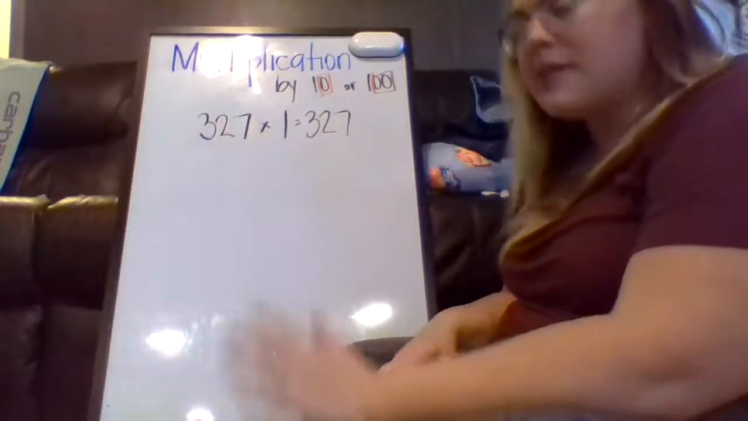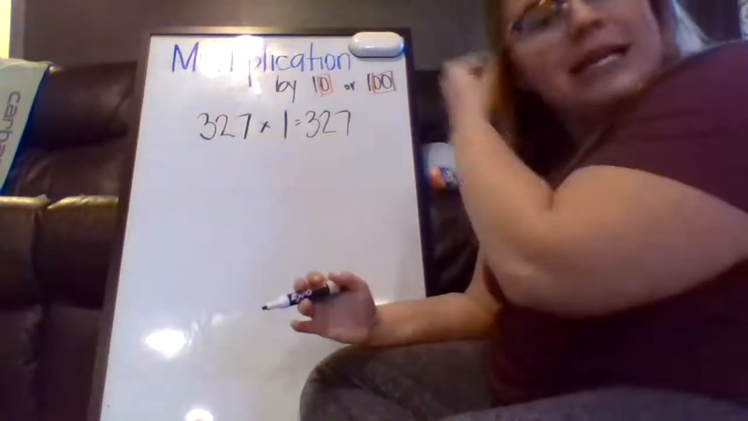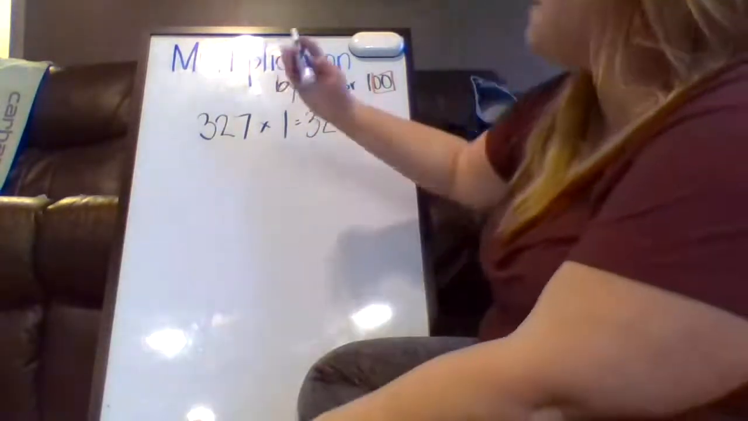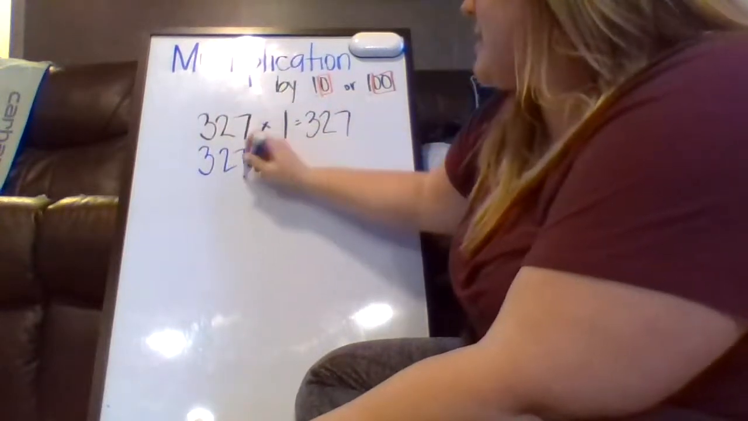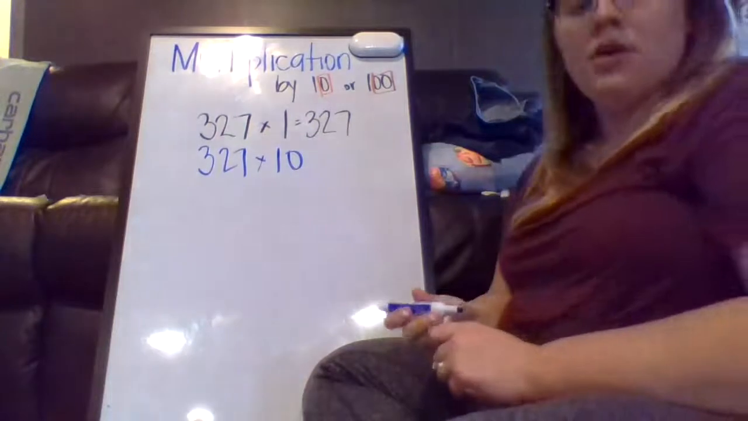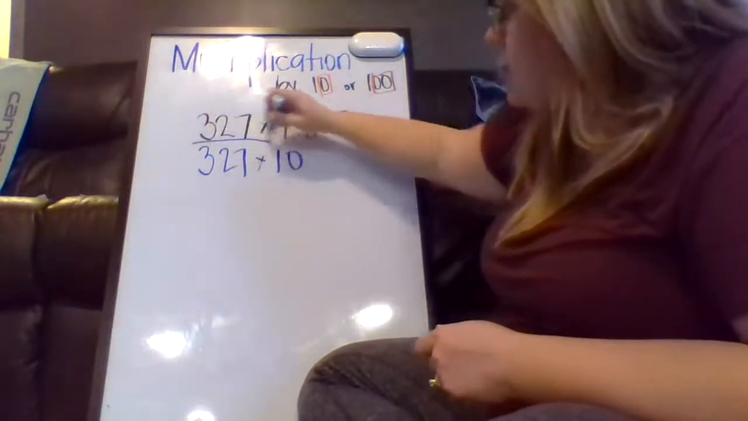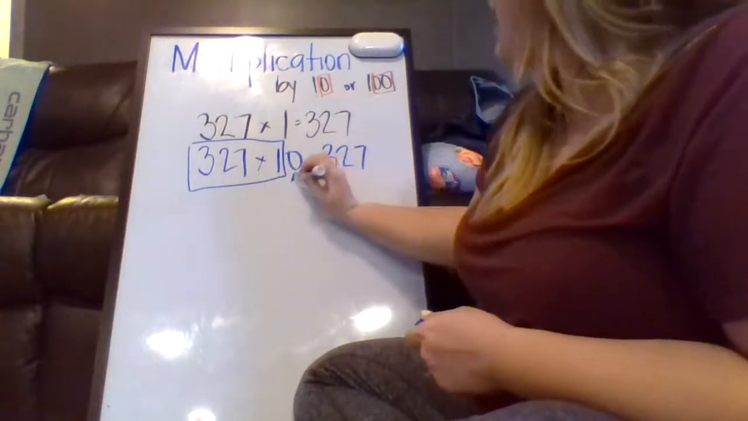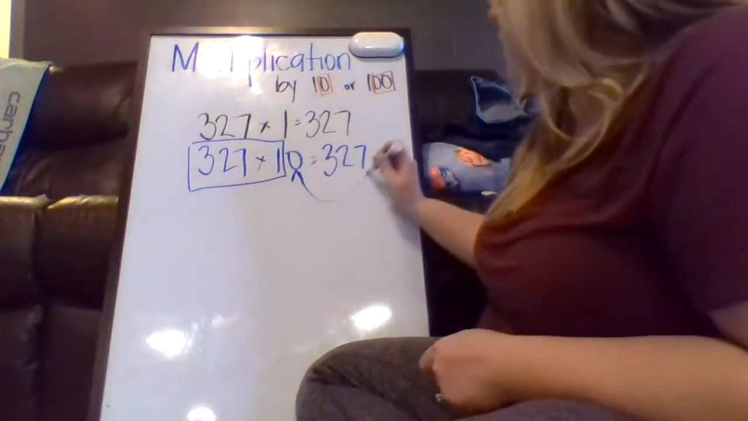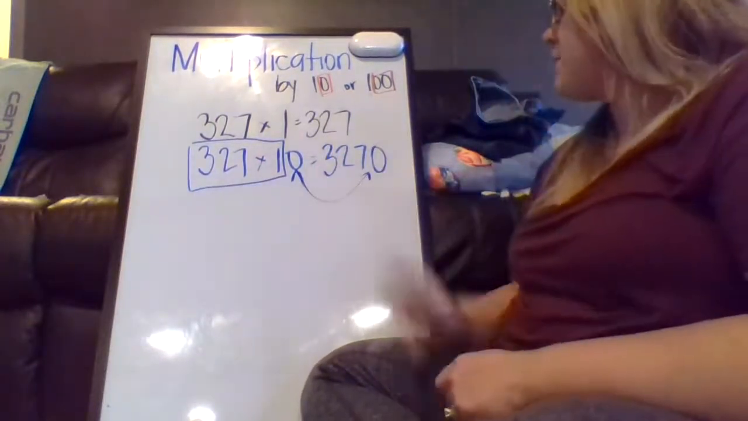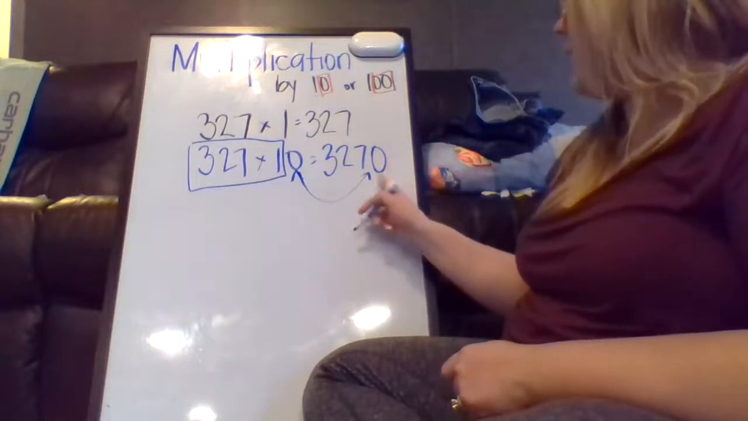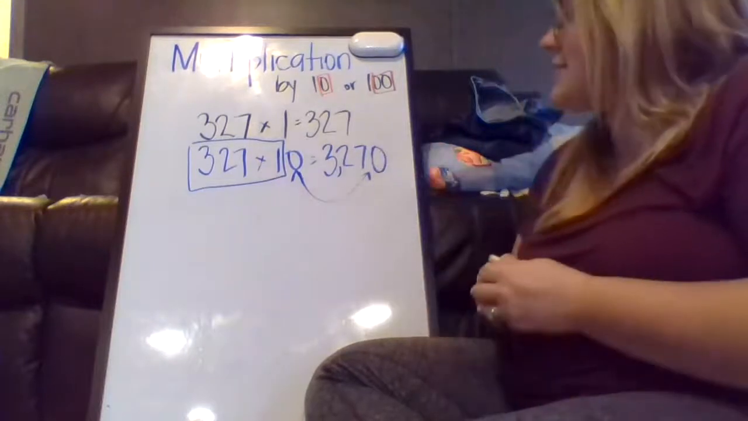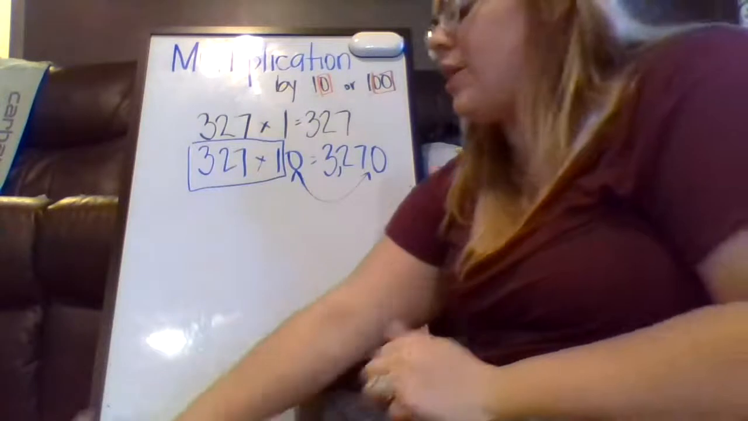So when we look at 10, 100, even 1,000, 10,000, any power of 10, it's really similar. Because for 327 times 10, I'm going to look at the 327 times 1, which I know is 327, and then I count. How many zeros do I have? I have 1 zero to bring over. Then I need to count for my commas. I count back 1, 2, 3, and I can place a comma there. So 327 times 10 is 3,270.